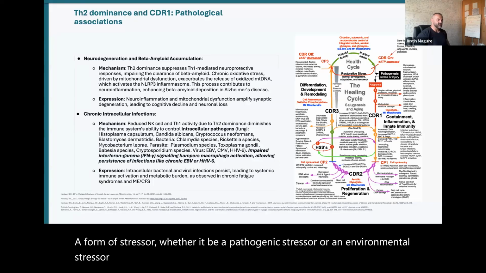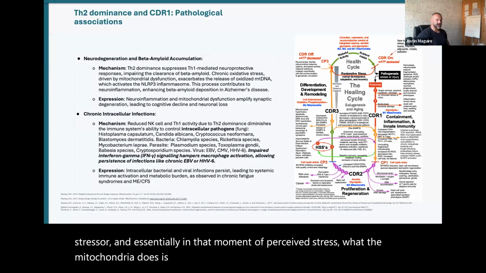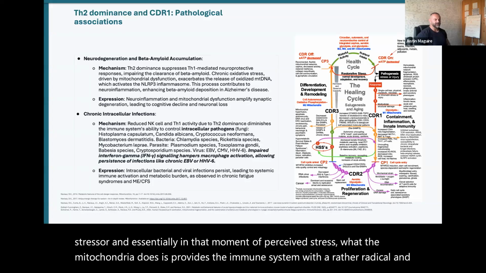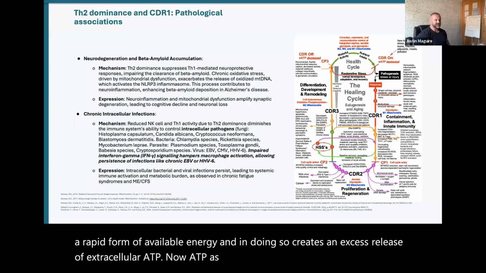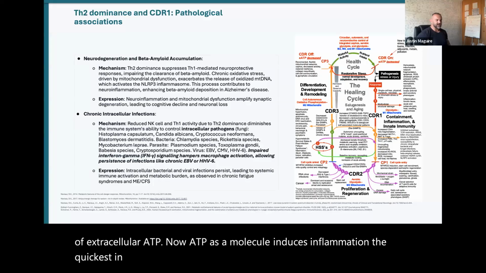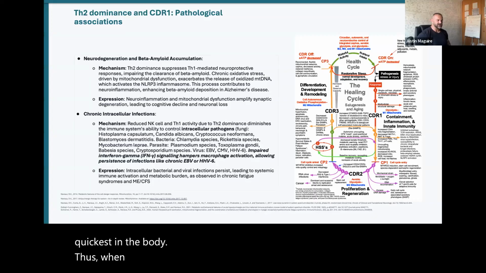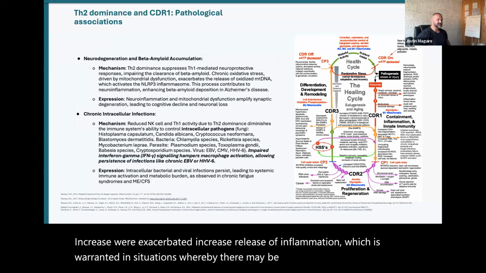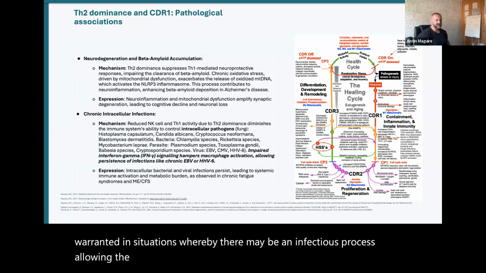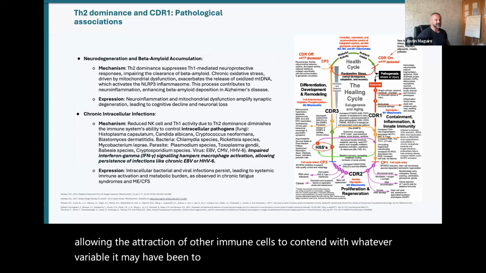And essentially, in that moment of perceived stress, what the mitochondria does is provide the immune system with a radical and rapid form of available energy, and in doing so, creates an excess release of extracellular ATP. Now, ATP as a molecule induces inflammation the quickest in the body. Thus, when it is released in the extracellular space, it affords an exacerbated release of inflammation, which is warranted in situations whereby there may be an infectious process, allowing the attraction of other immune cells to contend with whatever variable induced that initial stress response in the first place.